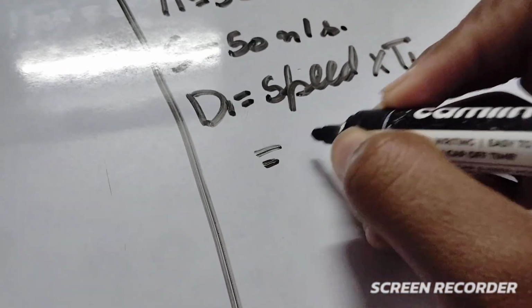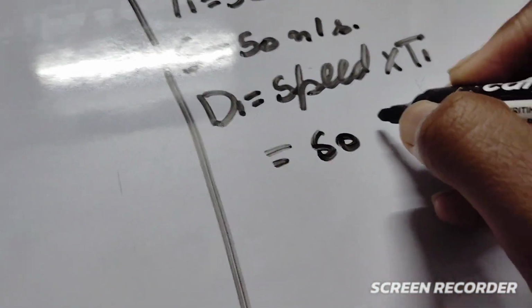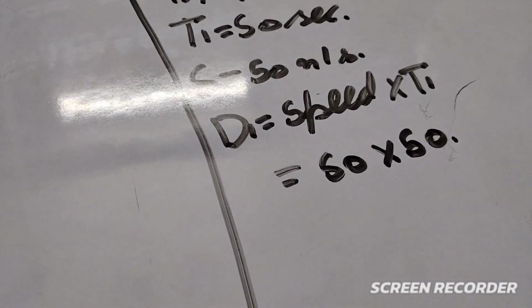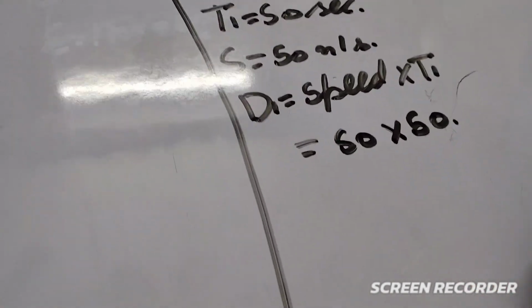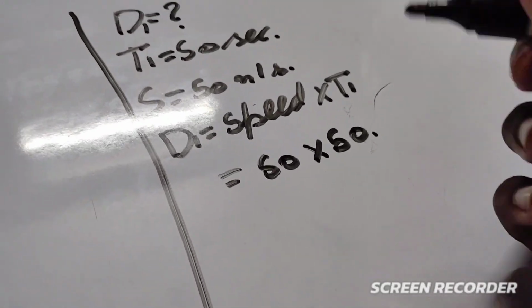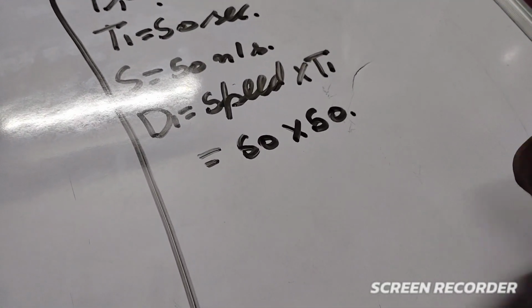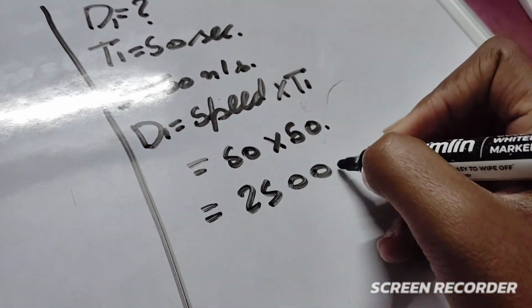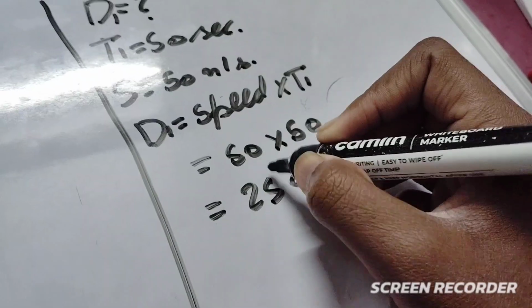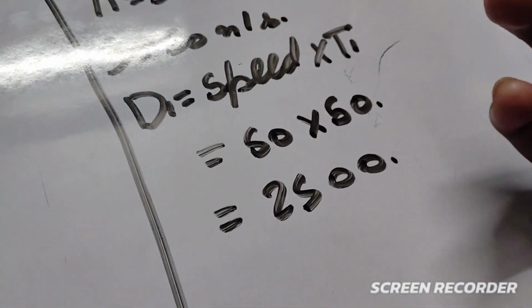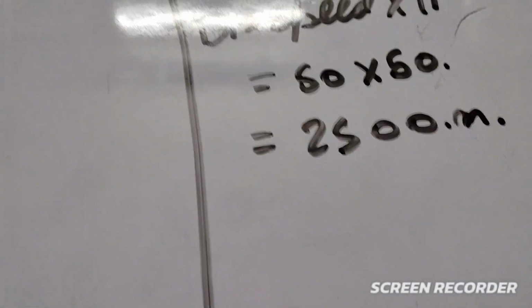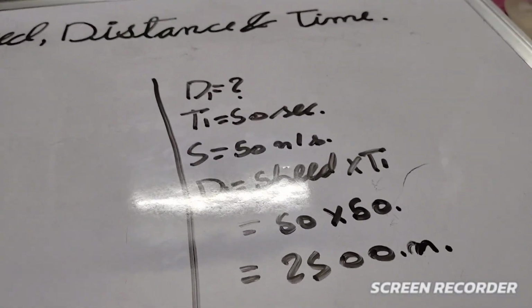The speed is 50 and the time is also 50. So 50 into 50. 5 into 5 is 25, and then two zeros, a simple method. So the distance is 2500 meter, or 2.5 kilometer, as you have to write.